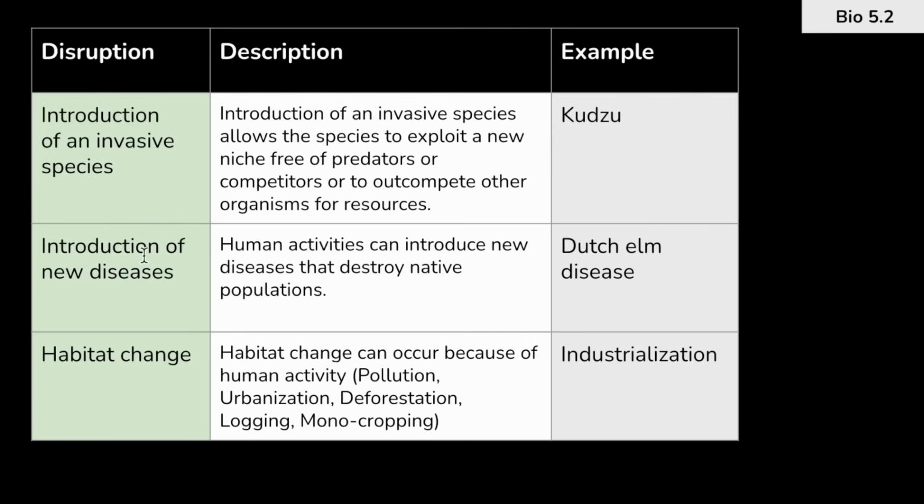Other disruptions that might influence an environment are things like the introduction of a non-native species, which can outcompete native organisms, introductions of diseases, which can wipe out native populations, or other human-caused habitat changes like urbanization, pollution, deforestation, or logging.